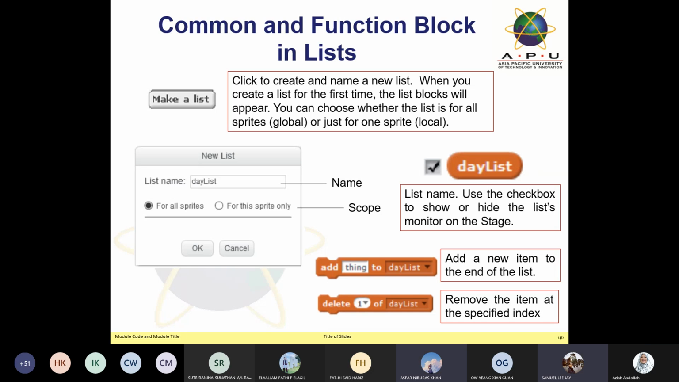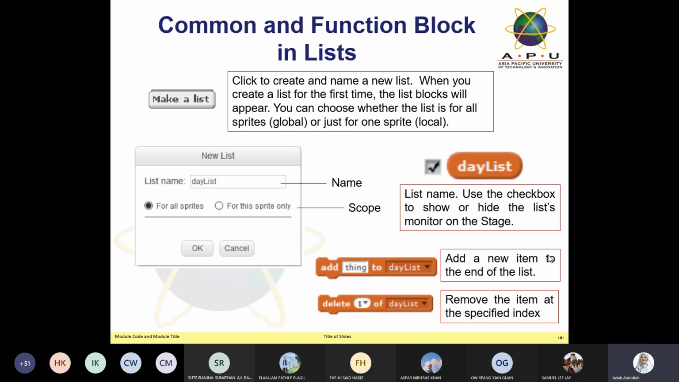Set variable list, miss. Create variable and make it a list. Set as list. Correct. Okay, so we create a variable first and then we make the variable a list. That is in Snap.